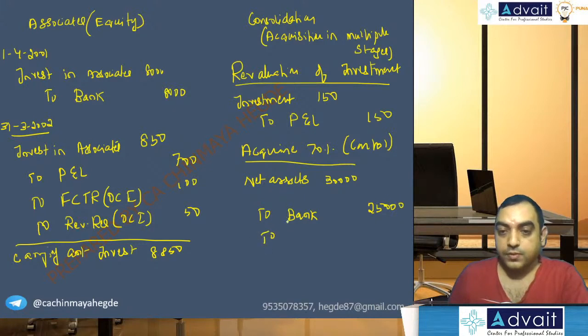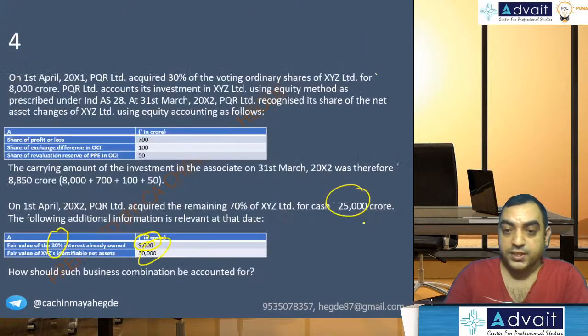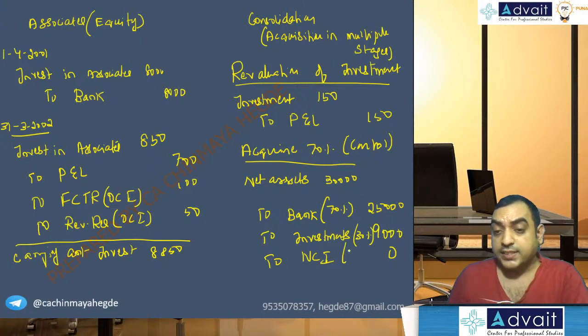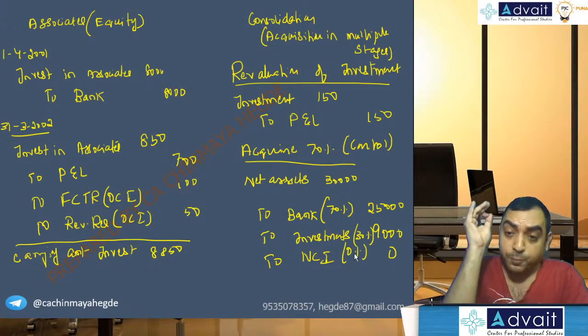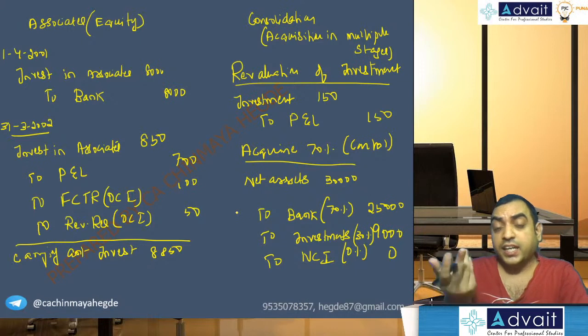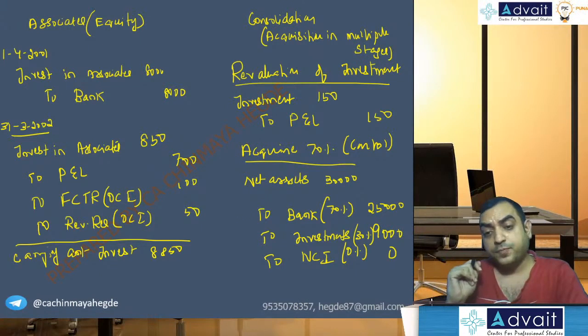To investments, that is the revalued amount, fair value, which is 9,000, and to NCI, if any. In this case, nothing is there, 0. Remember, bank you paid for 70%, investments, you are presently having 30%, and NCI 0%. Ultimately, these three numbers should add up to 100%. That is your control. If any NCI was there, like you acquired not 70% but 60%, then 10% will go to NCI. That NCI will also be written.